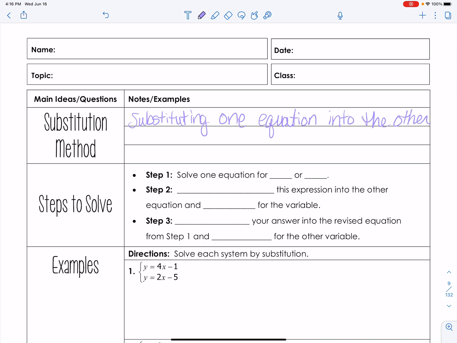Okay, you're going to solve one equation for x or for y. It does not matter which one you solve for. Then you're going to substitute this expression into the other equation and solve. Step 3 is you're going to take your answer and substitute it back into the revised equation from step 1 and solve for the other variable.